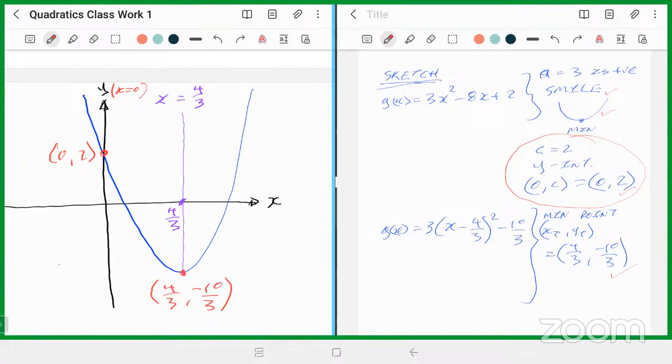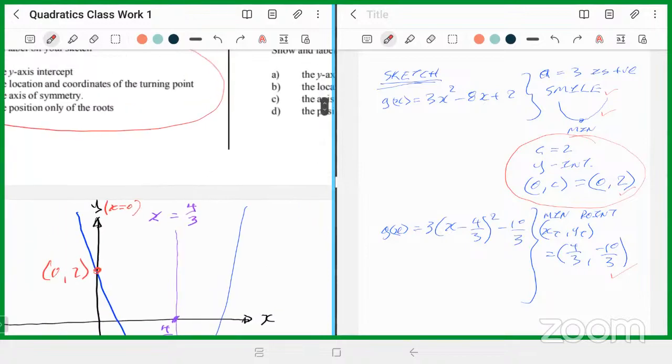Coordinate geometry will appreciate this equation a little bit more, but for now, that is it. This is the equation of the axis of symmetry. And that is a sketch. And that ends the question.